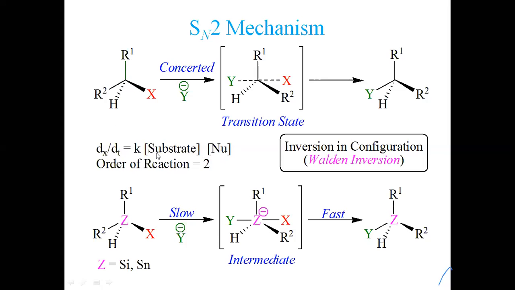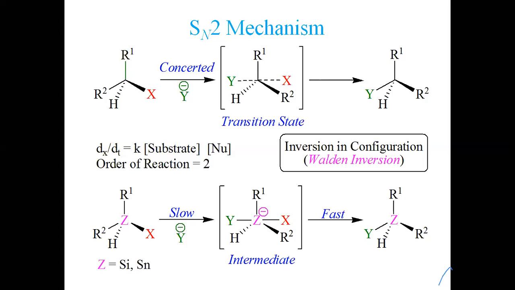So by experimental method, this reaction is first order with respect to substrate and first order with respect to nucleophile. It means this reaction is second order. And second order reaction means that the rate determining step proceeds with both reactants, meaning nucleophile as well as substrate. So this is the indication which the kinetic data is giving us.